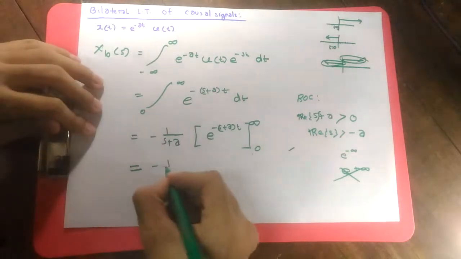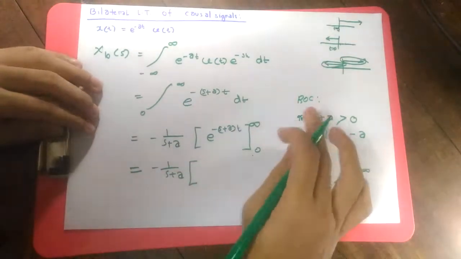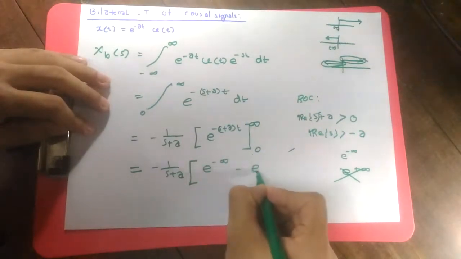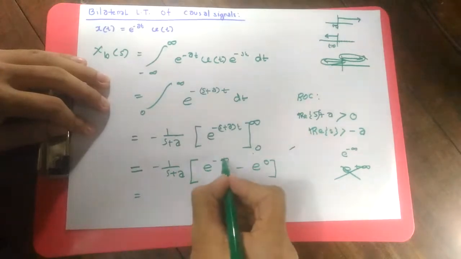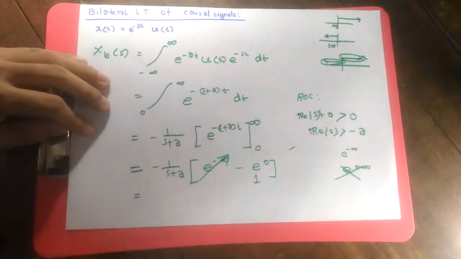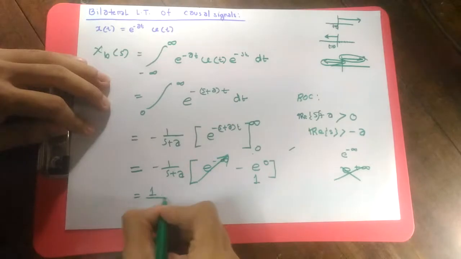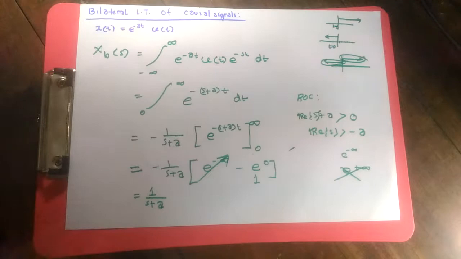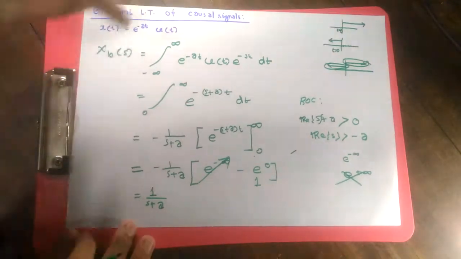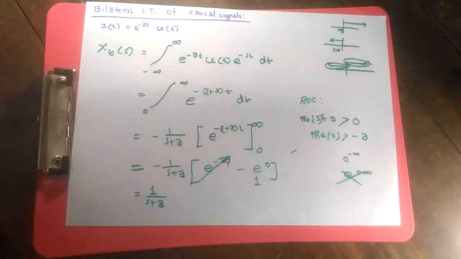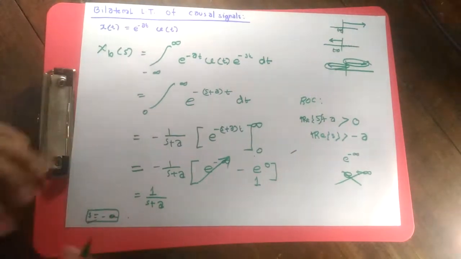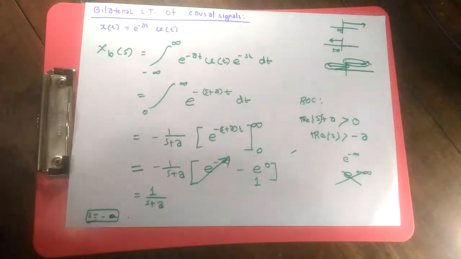Alright, so let's put in our region of convergence. If we put infinity, then it's going to be e to the power minus infinity minus e to the power 0. So this is going to cancel out, and its value is simply 1. Minus minus will again cancel out, so it's going to be 1 by (s plus a). So that's our Laplace transformation. The exponential factor has become this, and try to notice that when s equals minus a, the Laplace transformation value is infinity, and this is called a pole of our signal.